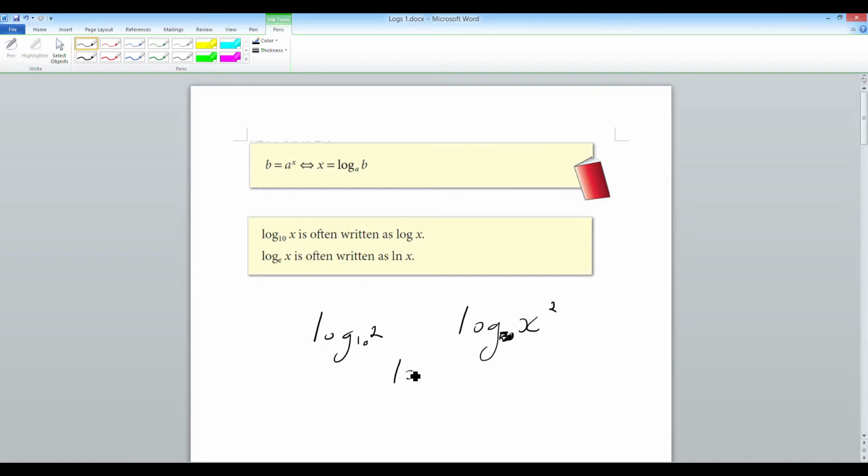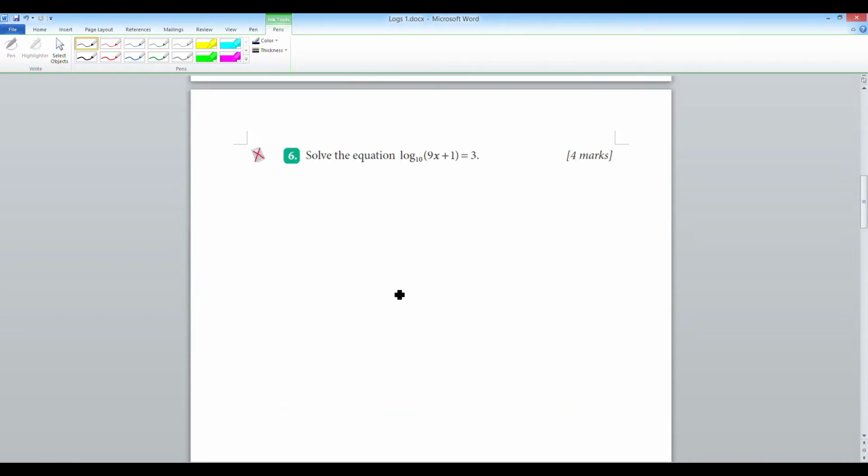Alternatively, if we have a log base e of something, whatever this something is, we're going to write this log base e as the natural log of x. Let's take a look at some examples.